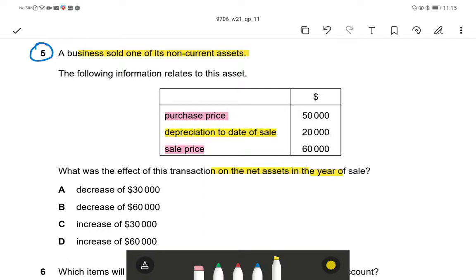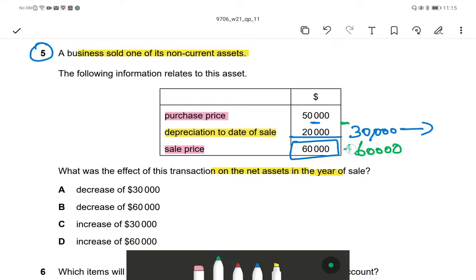Purchase price is 50,000 and depreciation is 20,000. So the net book value of the asset was 30,000. The asset is going, 30,000, because we are disposing. While the selling price of 60,000 is there, when we sell the asset, they are receiving 60,000. So the effect is minus 30,000 plus 60,000. Very easy. The effect is plus 30,000. It means an increase in net assets of 30,000. Correct answer is C.